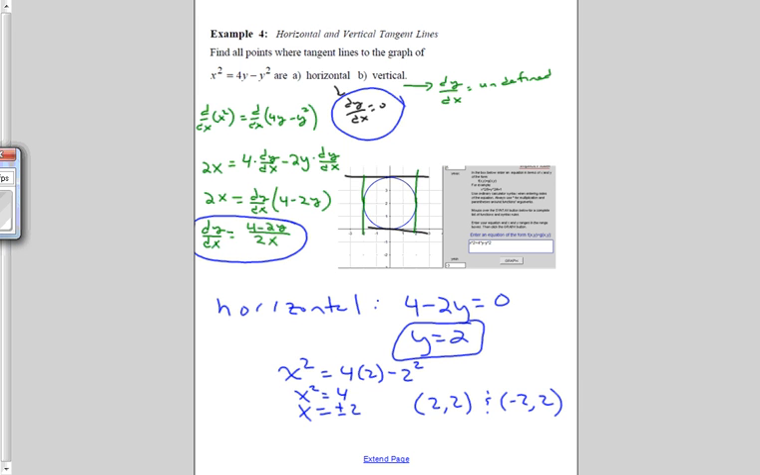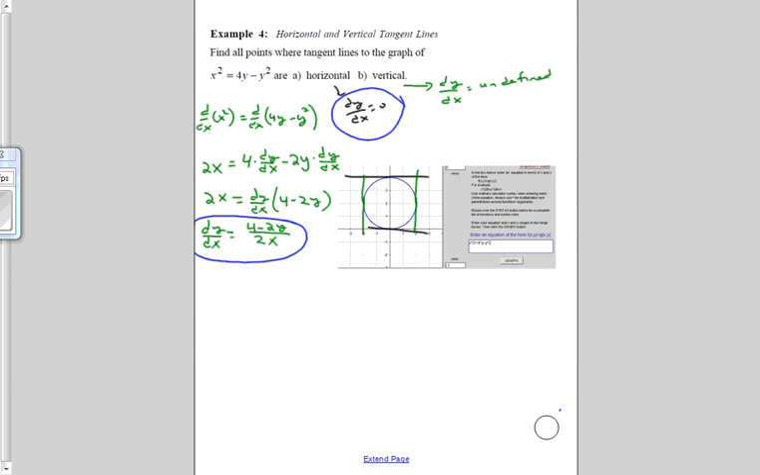Right now, people should be screaming at me saying, "You moron, you are so stupid." Hopefully you caught my mistake. As I was going, I realized I was doing something wrong. When you isolate dy/dx, you should have gotten 2x over 4 minus 2y. Ah, that makes sense now.